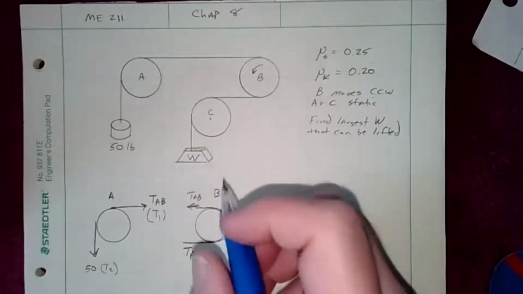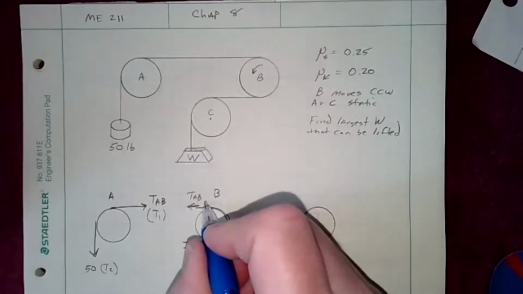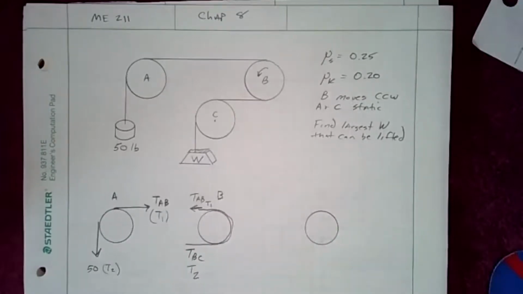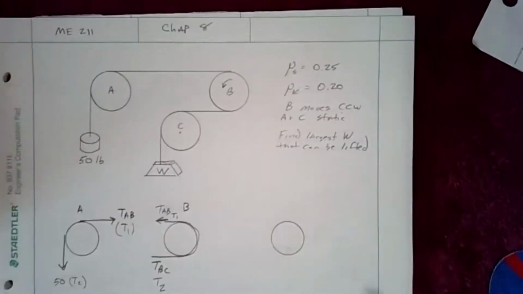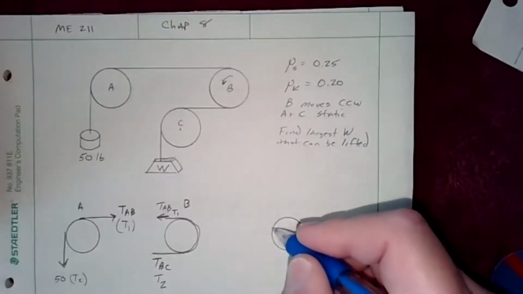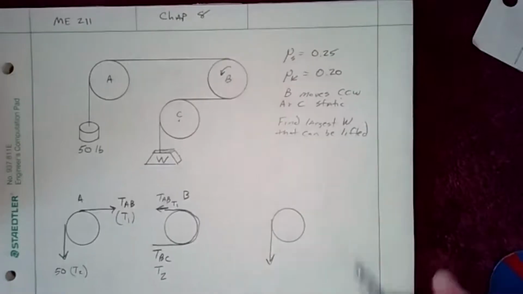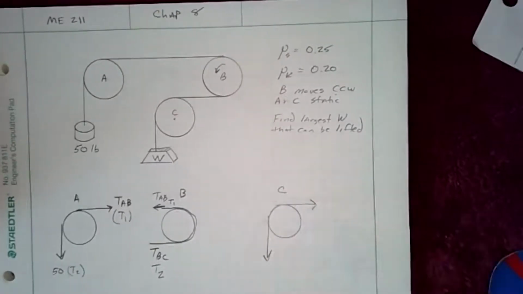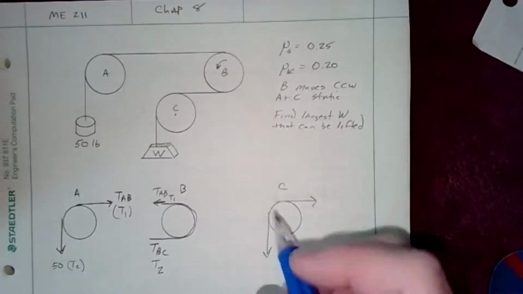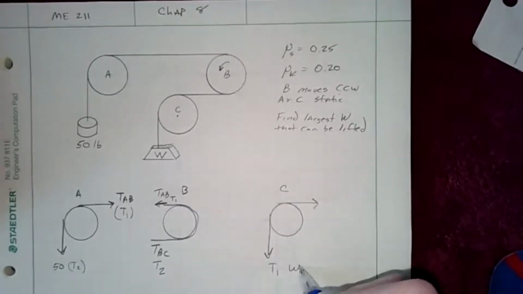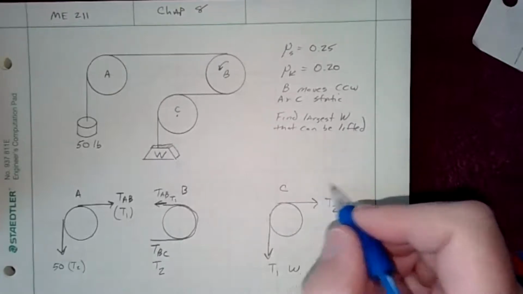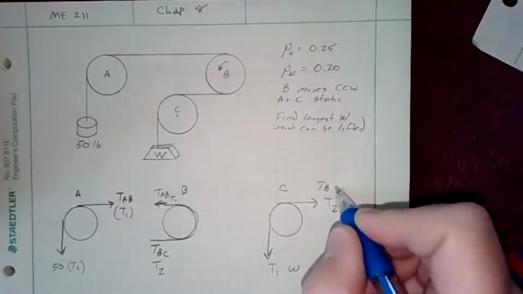So again, this is going to be tension 1. This is going to be tension 2 because of the way we're lifting it up. And then finally, we have this going down here and this going here. This is my C. And that one we're going to call T1, the weight. And this is going to be T2, which is tension BC.